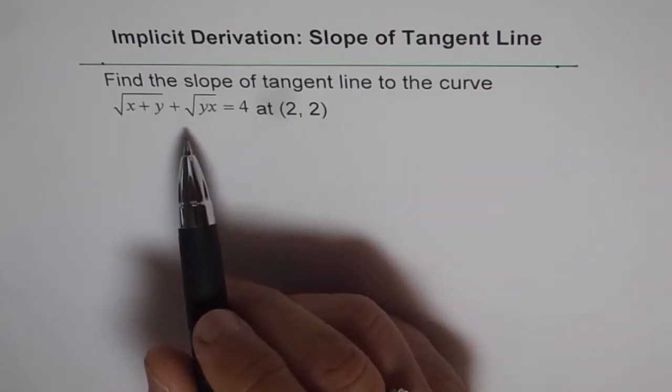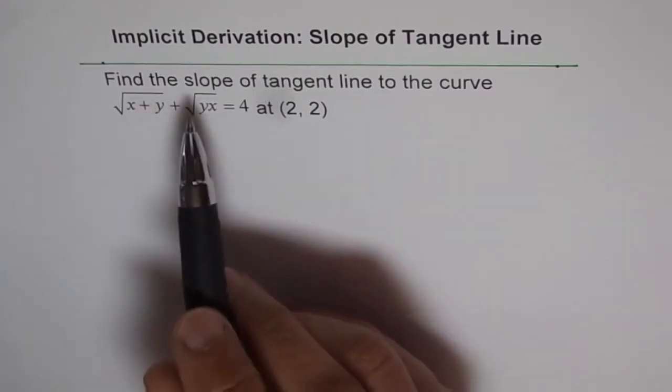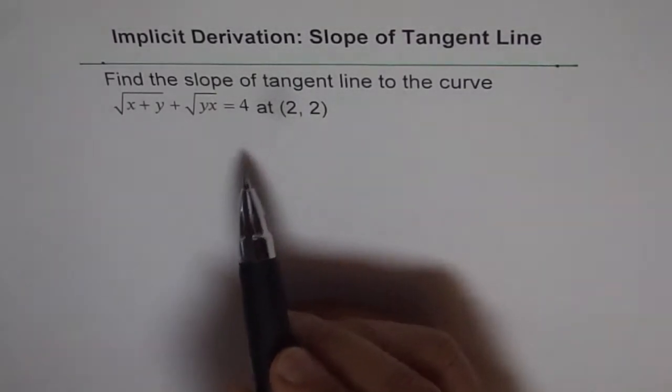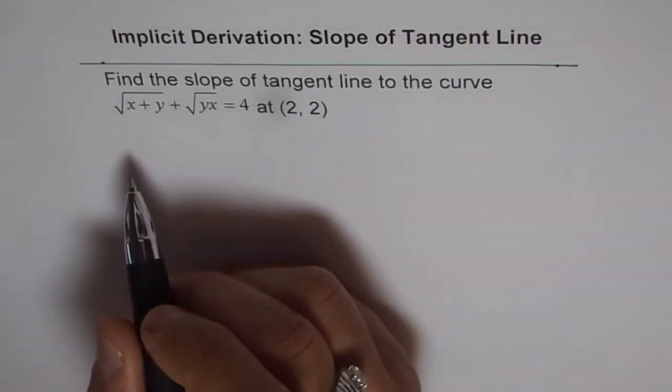So whenever you have a question like this, I will stop at the slope of the tangent line, but you should continue and find the equation of the tangent line, right? So that will give you more practice. At times you can even change the point and do the needful. Let's go ahead with this question.